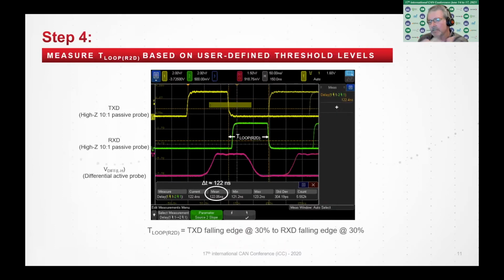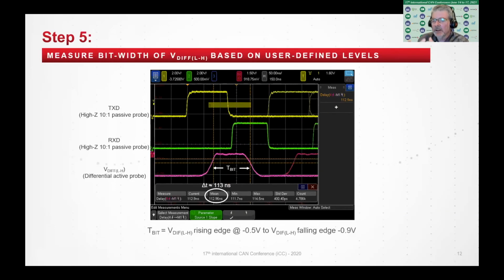So the next measurement is just the transmitter loop delay, recessive to dominant bit. And there we measure 30% to 30%. Now we measure 122 nanoseconds. So remember, 138 versus 122, we have a difference of, I believe, about 16 nanoseconds.